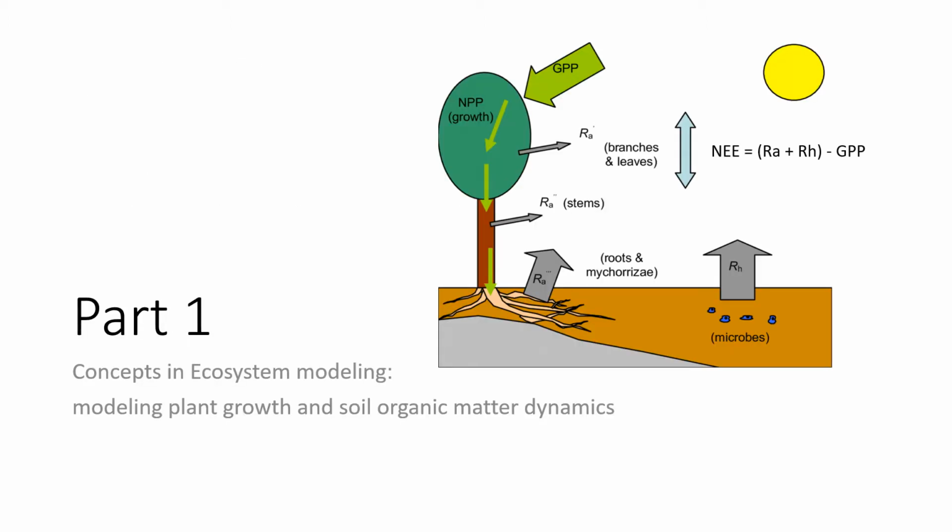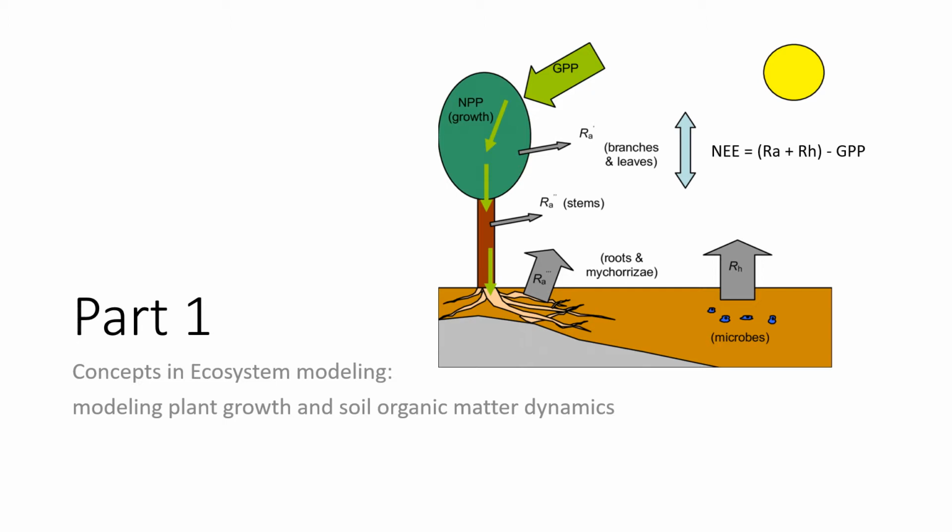So part one, concepts in ecosystem modeling, modeling plant growth and soil organic matter dynamics. So here's a diagram of some dynamics in ecosystems that we care about in ecosystem models, and all of these terms are defined in the next slide, so you don't have to remember everything that I said exactly. So think of a tree growing and tree dropping litter, and that litter becoming soil organic matter, and then there's some net amount of carbon gained by the ecosystem or lost by the ecosystem when these processes are occurring.